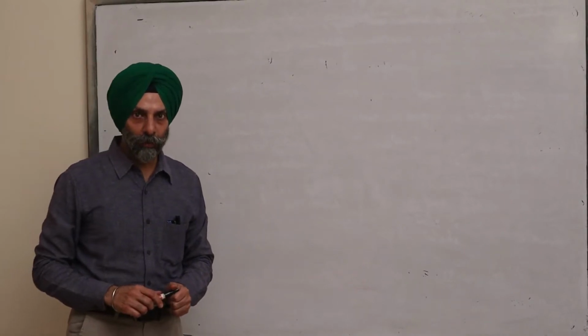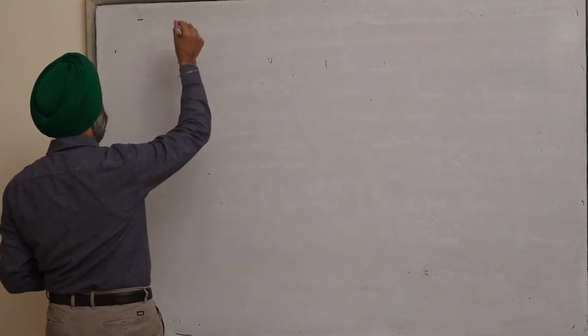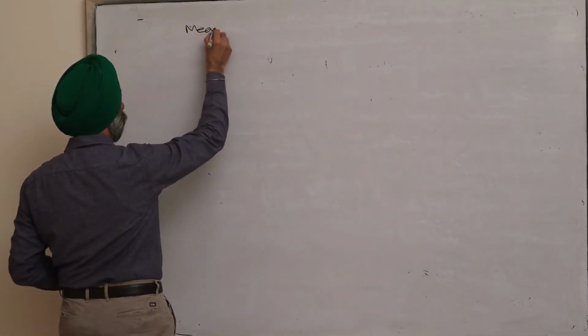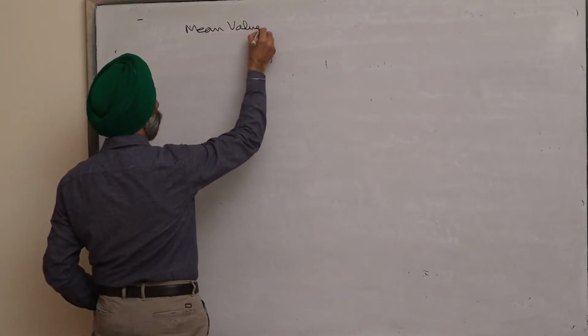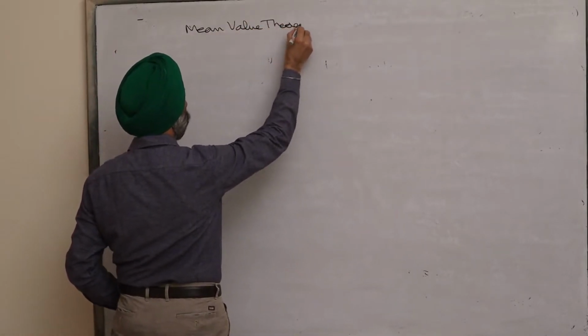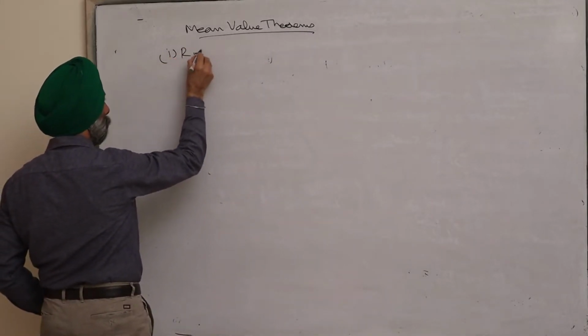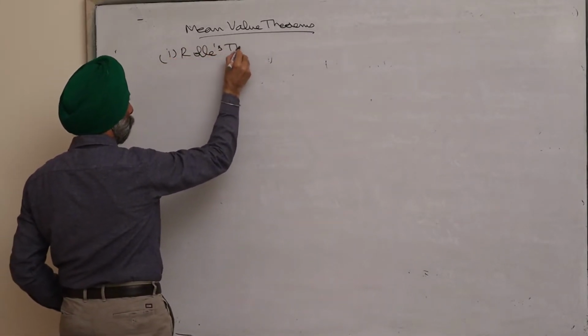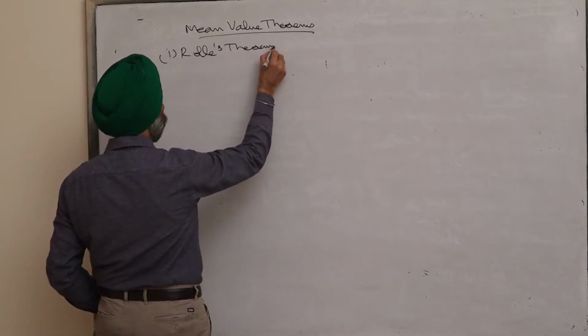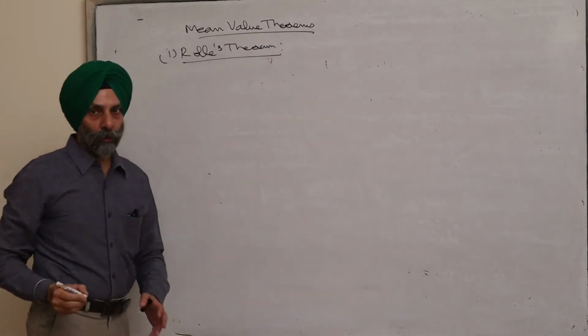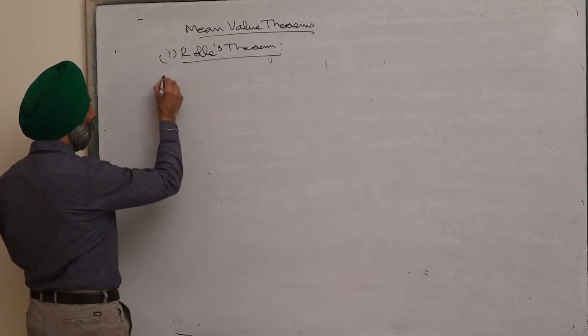Now the next chapter which we are going to start is your mean value theorems. The first one is Rolle's theorem. So what is the statement of this theorem?